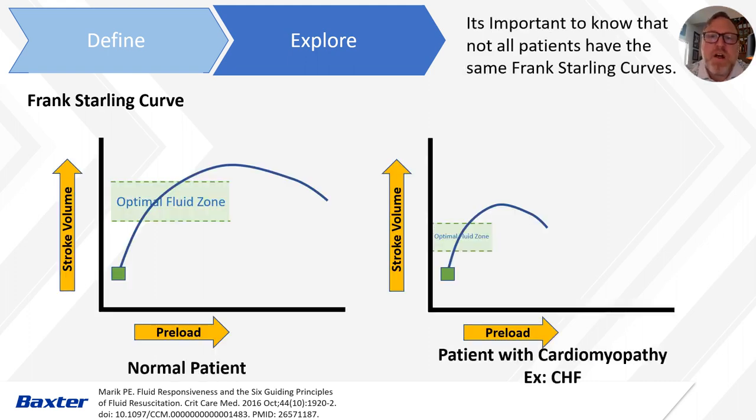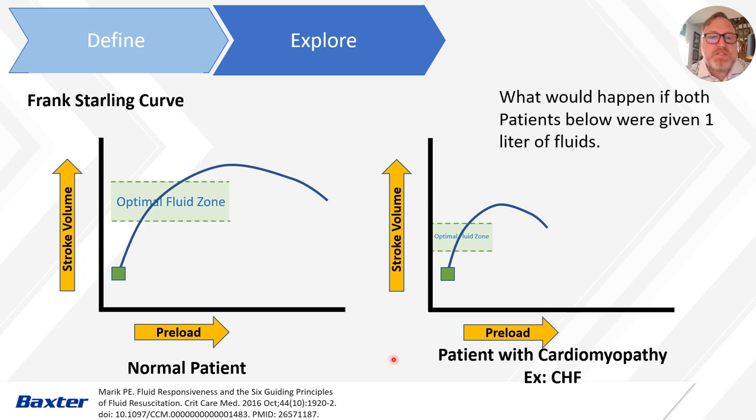Okay, it's important to know that not all patients have the same Frank-Starling curve. On the left here is an example of a normal patient. Maybe their Frank-Starling curve has this wide arc. A patient with a cardiomyopathy, for example congestive heart failure, maybe their Frank-Starling curve is very shallow. So if we gave patients a 1 liter bolus, let's see what happens. This is just an example. This is not what happens every time.